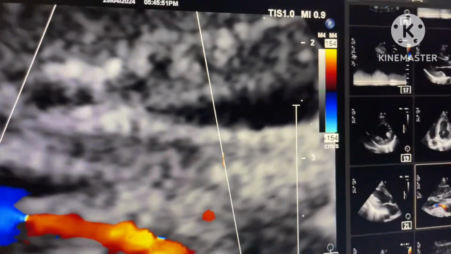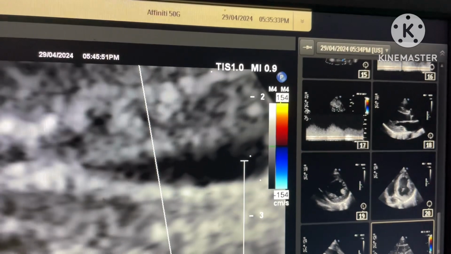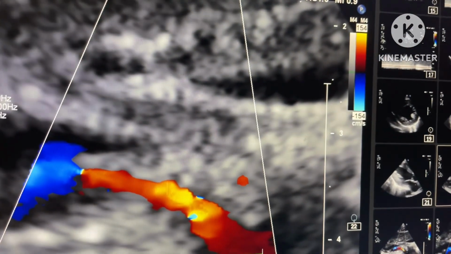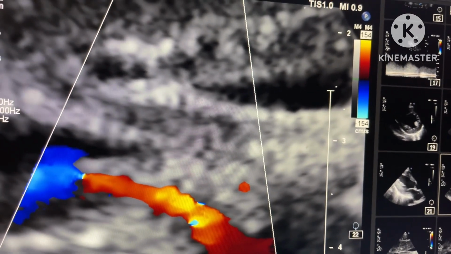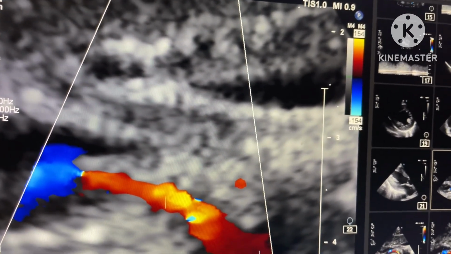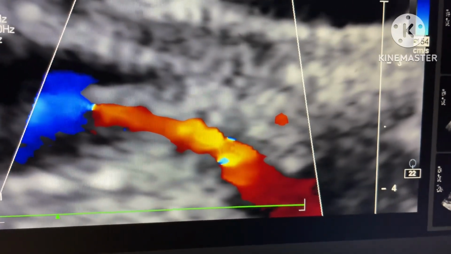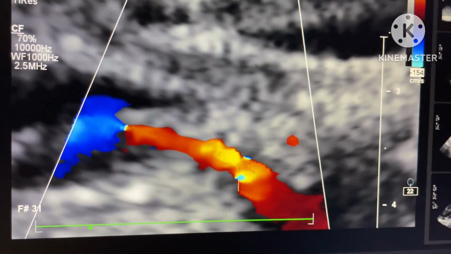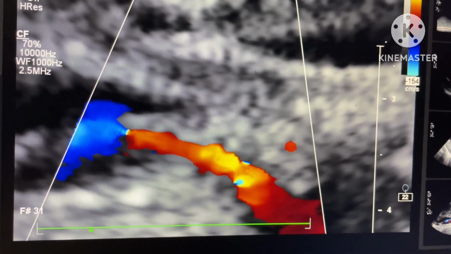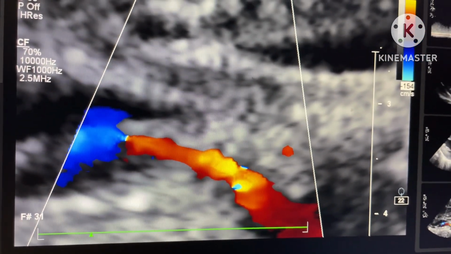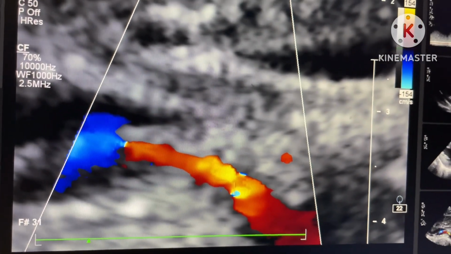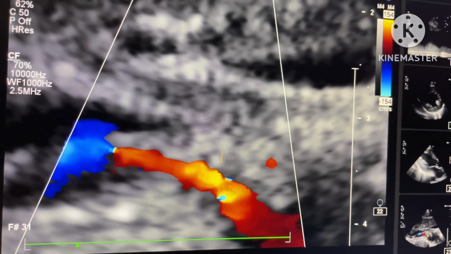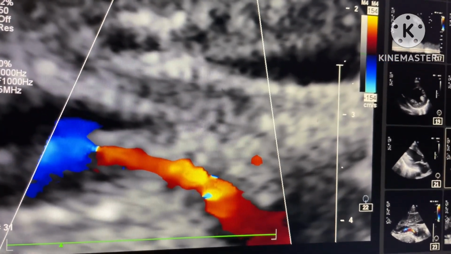At the same time, you can see the velocity scale is 154 centimeters per second. So the velocity scale is very high, and still it shows turbulence here. You can see the highest velocity is localized in this part. So this is a case of renal artery stenosis due to fibromuscular dysplasia. Though common in female patients, this child has fibromuscular dysplasia of both the right and left renal arteries. The right has more severity compared to the left side.